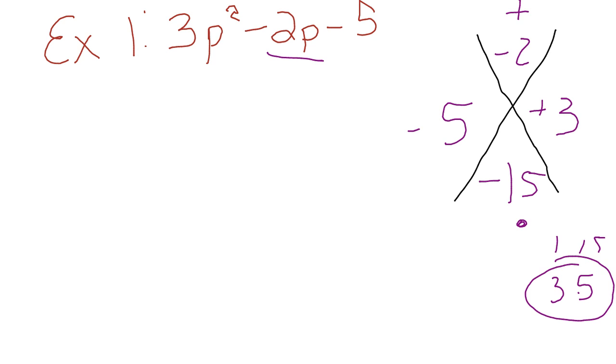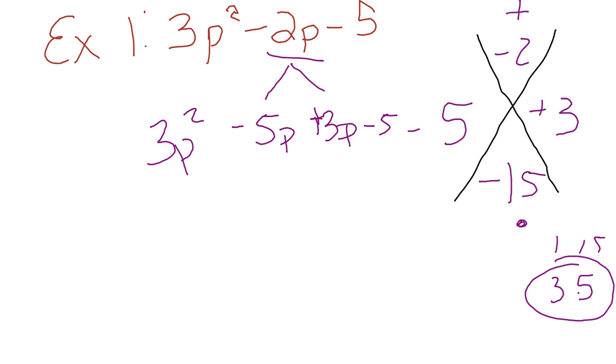Once I complete the diamond, I'm now going to put my factors, negative 5p and positive 3p, splitting my middle term. Then I'm just going to bring down my 3p squared and my negative 5. So now I'm going to factor by grouping. What that means is I'm going to group my first two and my last two, keeping a plus sign in the middle.